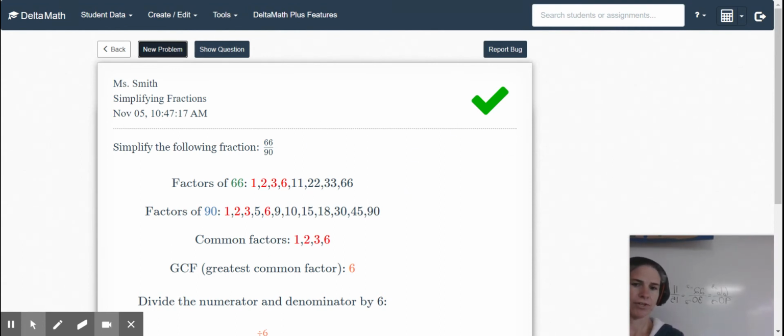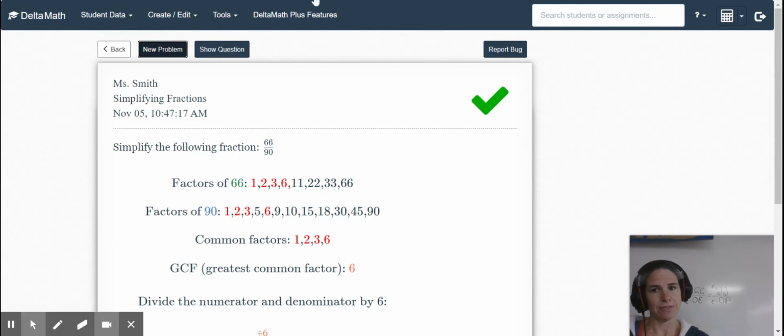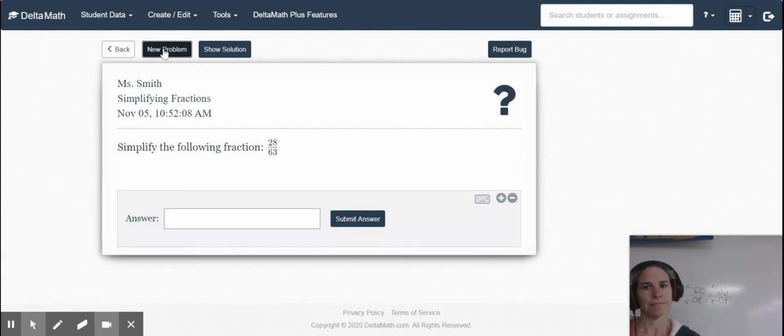It tells me how I could do this. See, I could have used the factor of 6, but if I didn't know that, you can factor in steps, or you can simplify in steps. And then you just click new problem and it should keep going. Okay? All right.